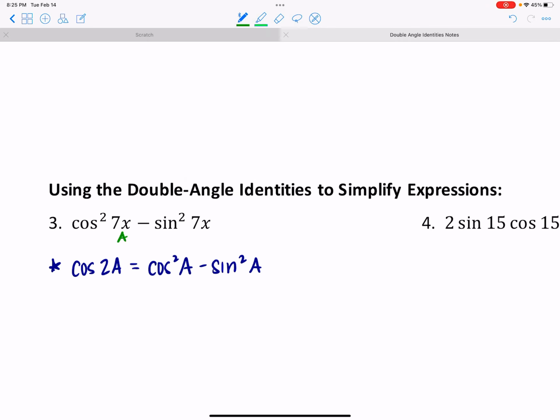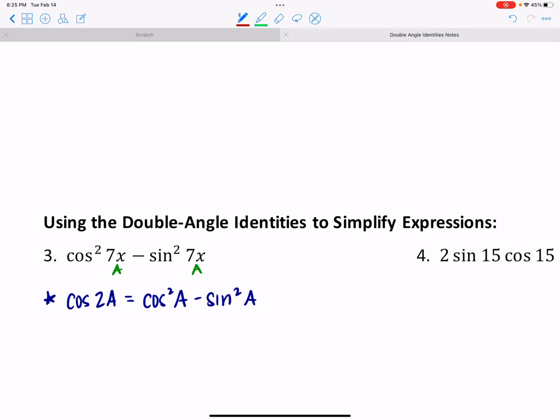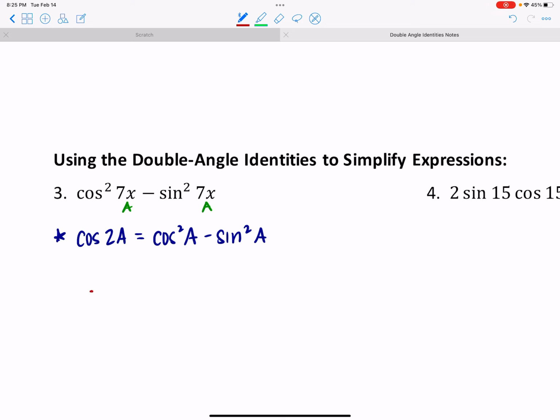So this is technically A here and A here. If I was to condense this, I can say that the cosine squared of 7x minus the sine squared of 7x is going to be equal to the cosine of, I'm going to go back to this part here to condense again, the cosine of twice our A, which we said is replaced by 7x. And so this is going to simplify to the cosine of 14x. So it's kind of using that formula in reverse. And that would be the simplified form there.